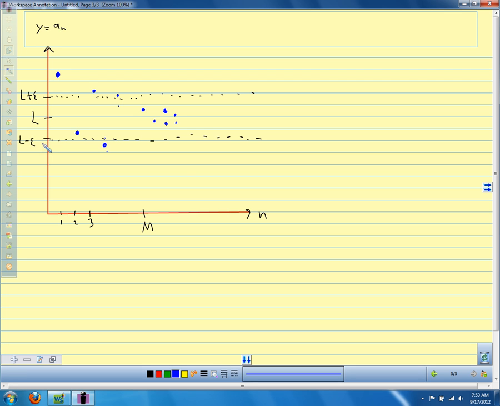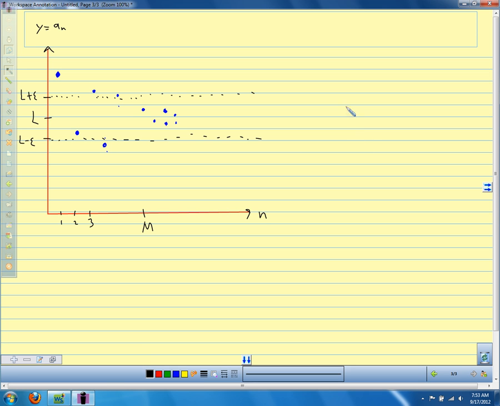So we could pick epsilon to be 1/10 billionth, and then if our sequence has a limit, eventually we can find an m such that the terms of our sequence would bounce around within L plus a billionth and L minus a billionth. That's what our definition is telling us.